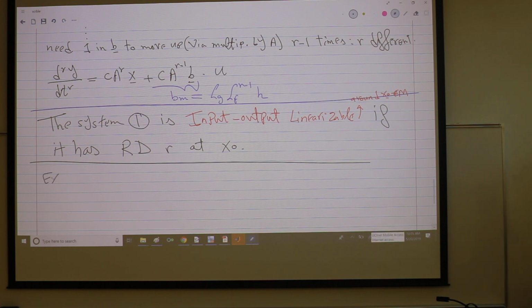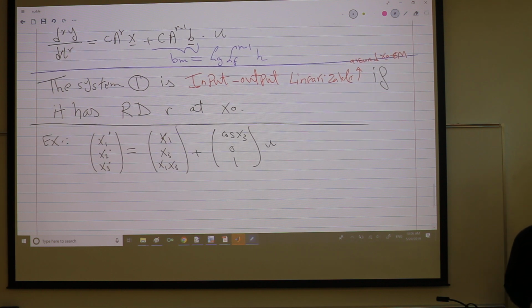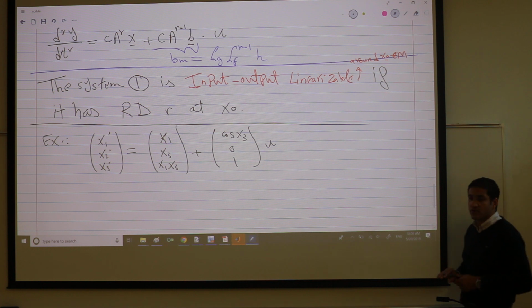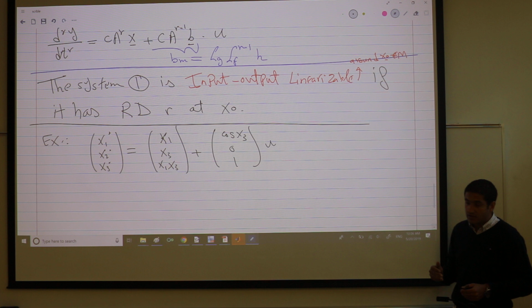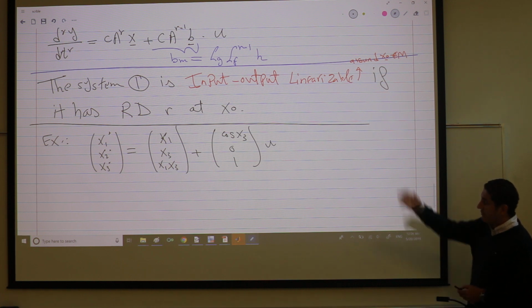Let's have an example. This is, say, x1, x3, x1, x3, cosine x3, 0, 1. Like I said before, the output is typically dictated upon you. It's the thing that you can measure, but let's assume that we have freedom to choose the output. I want to do linearization. We have x1, x2, x3.